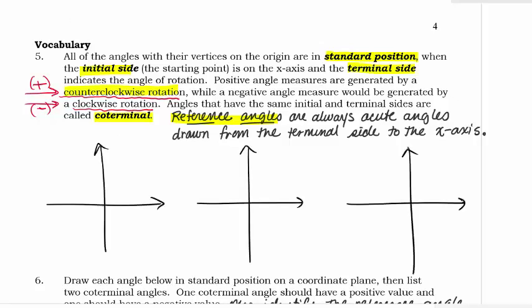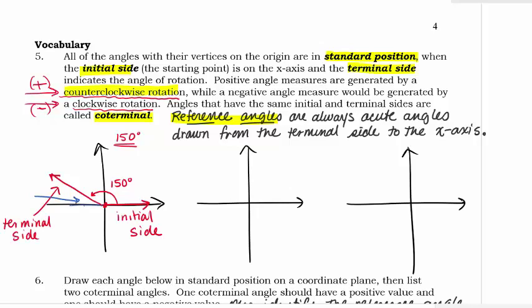Okay, the first angle we're going to look at is 150 degrees. As I make these angles, I'm going to go through each of the vocabulary words. So when we start our angle, this is our initial side or our starting point. We're going to rotate through 150 degrees, which is going to put us into the second quadrant with 30 degrees remaining until we get back to the x-axis. So this is what a 150 degree angle looks like. This is the initial side, this is the terminal side, and this angle trapped between the x-axis and the terminal side is our reference angle.